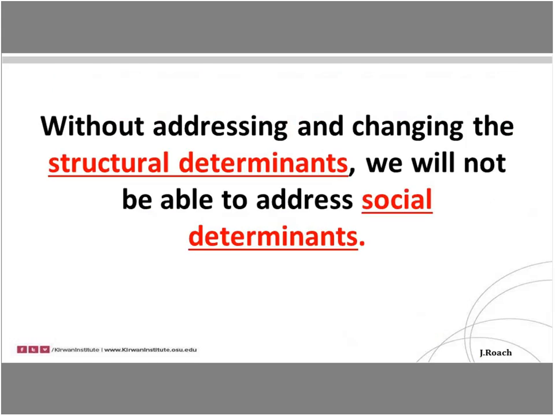So in short, one of the things that we'd like you to keep in mind, my esteemed colleagues, is that while we're talking about the social determinants of health, affordable housing in particular for our conversation, poverty, access to transportation, access to employment, et cetera, we really have to get down to understanding that without addressing and changing the structural determinants, i.e. those policies that are institutionally enforced, we will not be able to address the social determinants of health.